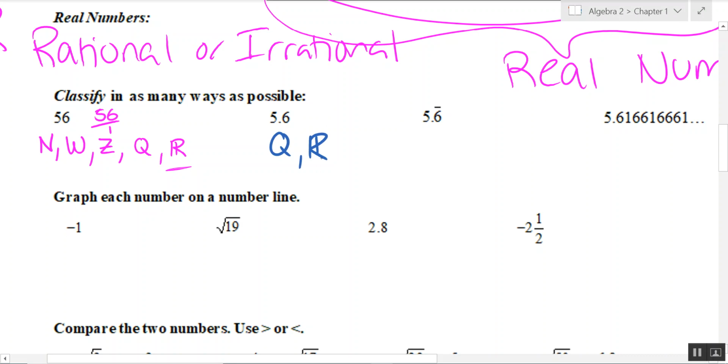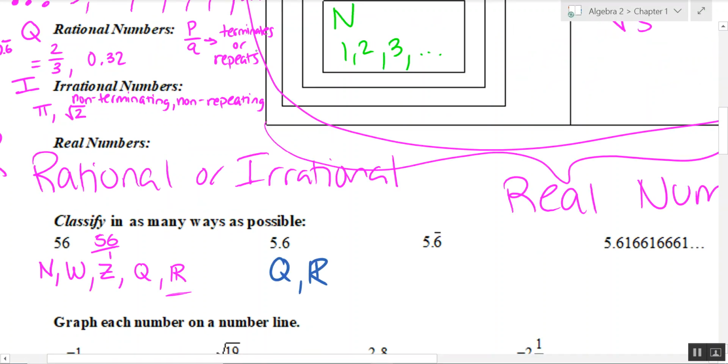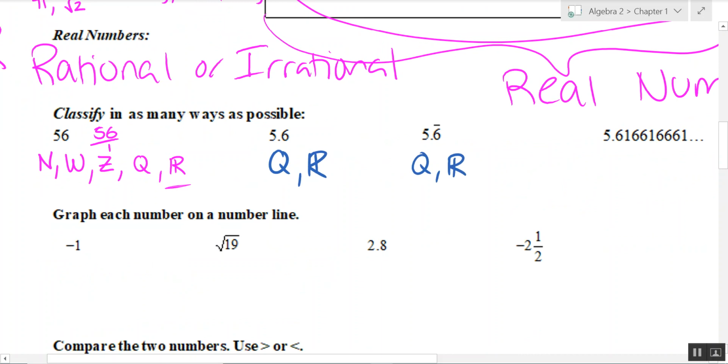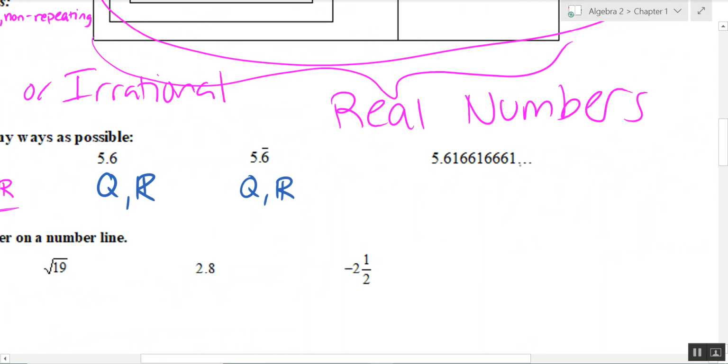5.6 repeating, a little bit different. Okay, it does repeat. Remember what we said, when it does repeat, that is a rational number as well, and all of these are real numbers. This next one, it looks like it repeats, but it's a pattern. And it looks like it goes on forever and ever and ever. This is an irrational number over here, which is also a real one.